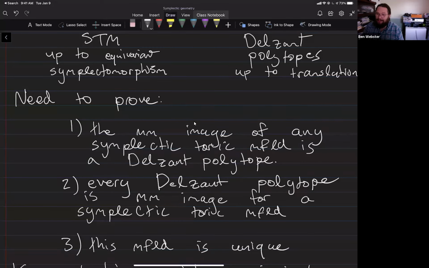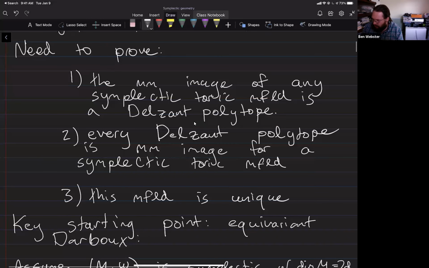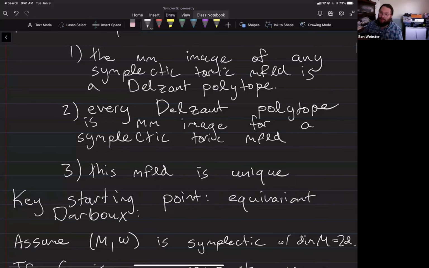they're not easy to prove, but they're easier to prove than you might guess just looking at this statement. This seems crazy. Like, how would you get a handle on what a symplectic toric manifold is? How would you see that the moment map image is a polytope? How do you check something like that? All right, so I'm going to address these points in this order. So first I'm going to talk about why, if you have a symplectic toric manifold, the image is a Delzant polytope.